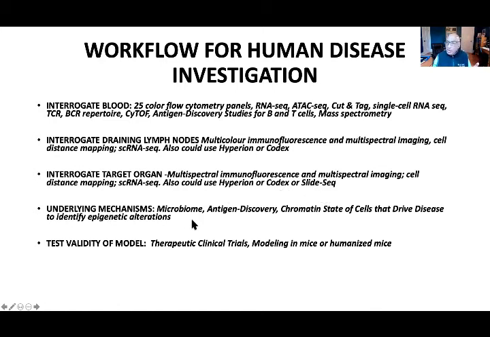Then we need to look at underlying mechanisms. What's the microbiome like? We do antigen discovery as mentioned above. You can look at the chromatin state of cells that are driving a disease, see what epigenetic alterations drive those cells. Then you can test the validity of any model you build. For this, you have to do clinical trials as one approach. Sometimes that will give you a clue. If you can, you model it in mice or in humanized mice. Okay? And you can use CRISPR, of course, to do a lot of the modeling.